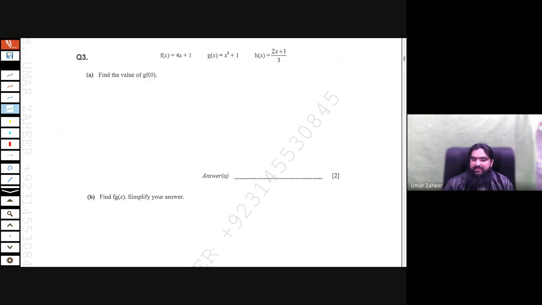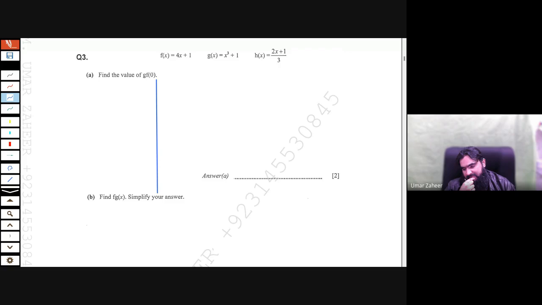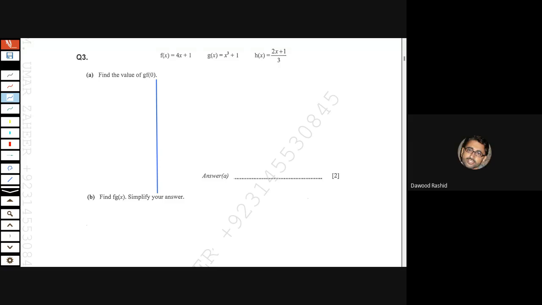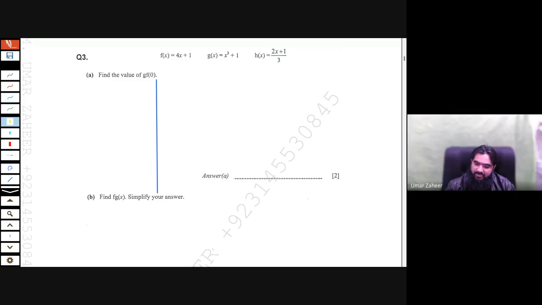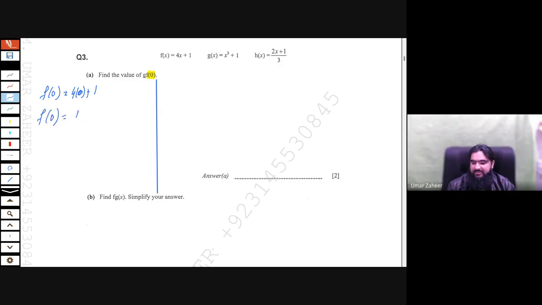Yes, Mustafa. Read the question and tell me what we have to do here. What is the first step? Sir, it is find the value of g of f of 0. So what we have to do first of all? Sir, we will write g is equal to f and then we write the value of x. First of all, you have the value of f of 0. No, sir. So we need to find that one first. Yes, substitute the 0. f of 0 is equal to 4 into 0 plus 1. What you will get? 1. That is 1. Yes.